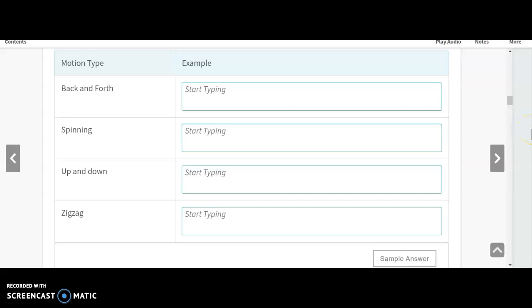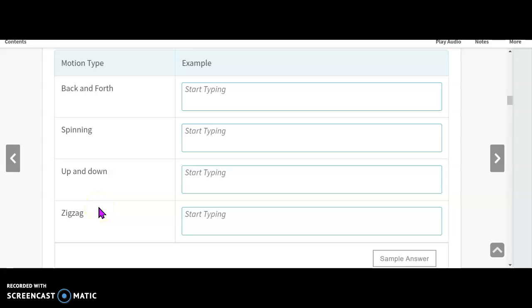Engineers, problem solvers. We've been talking about motion, and we know that motion is movement. We know that there's motion types. One example is back and forth, like the drum, or spinning, like a hand mixer, up and down, like an elevator, or jumping, and zigzag, like that snake was moving.